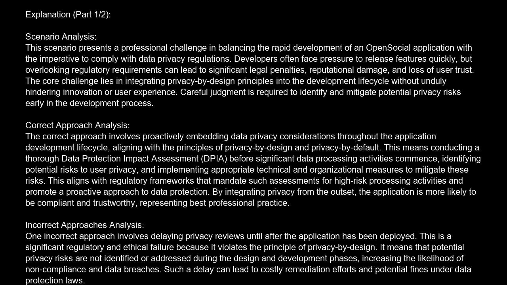Incorrect approaches analysis. One incorrect approach involves delaying privacy reviews until after the application has been deployed. This is a significant regulatory and ethical failure because it violates the principle of privacy by design.